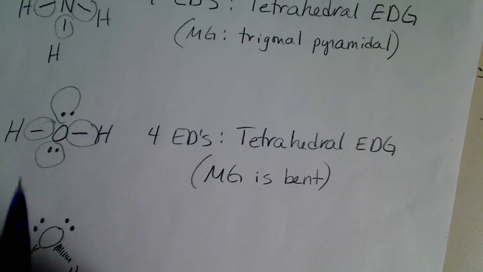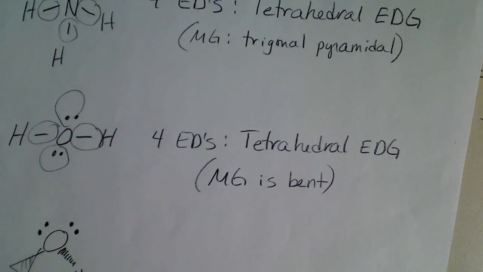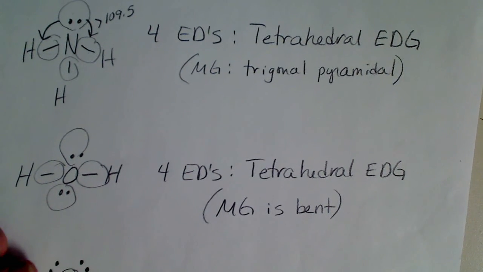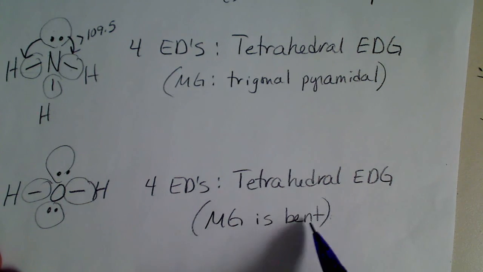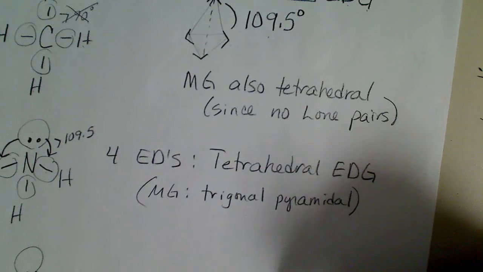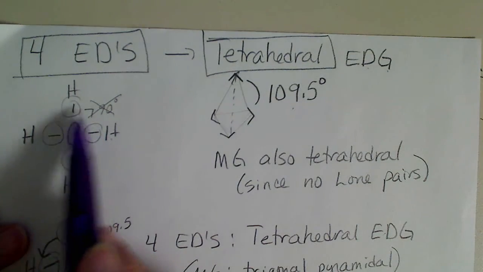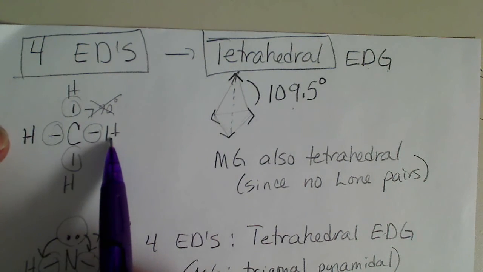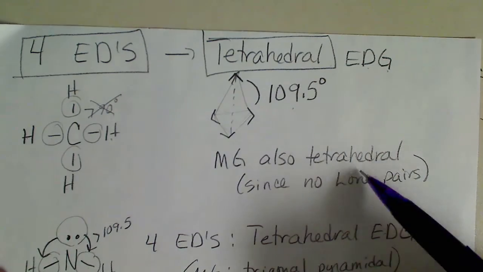What we need to be able to do is just do the dot structure correctly, make sure the central atom is correctly represented, and then count groups of electrons. And the molecular geometry, often referred to as just the shape of the molecule, won't be the same as the electron domain geometry if there are lone pairs on the central atom.